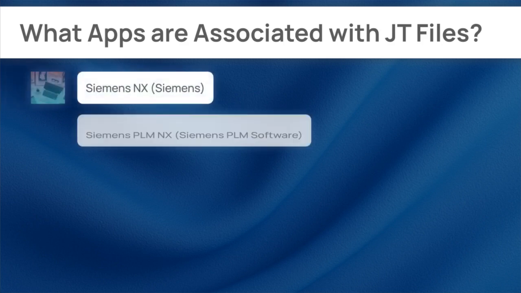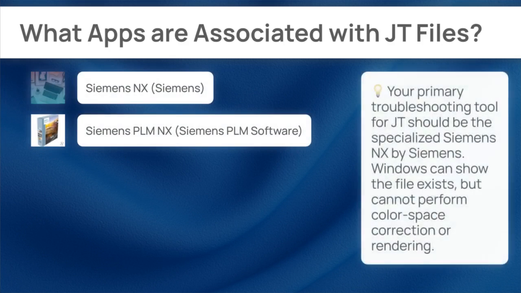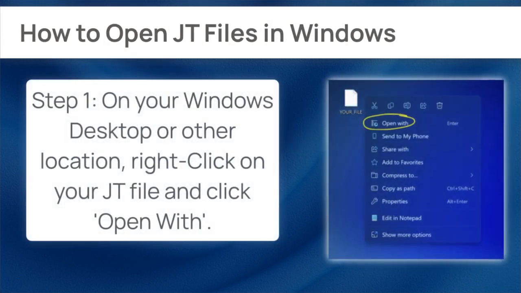Siemens maintains the integrity of the JT specification through Siemens NX. Windows can show the file exists, but cannot perform color space correction or rendering. Windows shows only limited geometry, so deeper analysis requires specialized modeling tools. We are testing every installed program for file recognition.